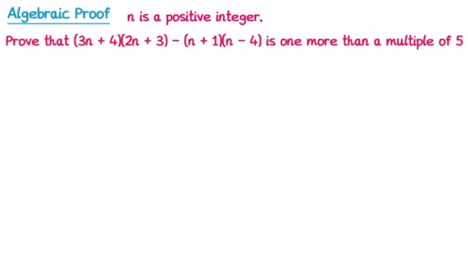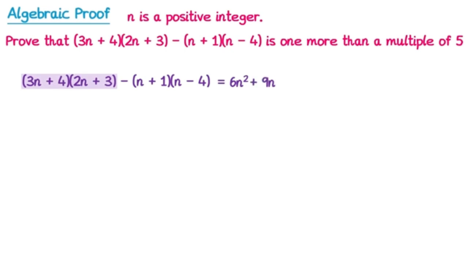Let's try another one that has a similar feel to that one. N is a positive integer, and we're going to prove that this is 1 more than a multiple of 5. So we'll start by expanding the double bracket. 3n times 2n is 6n squared. 3n times 3 is plus 9n. 4 times 2n is 8n, and 4 times 3 is 12.